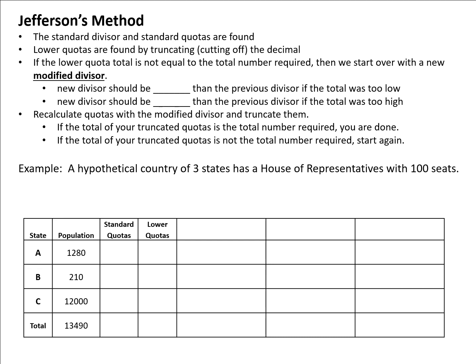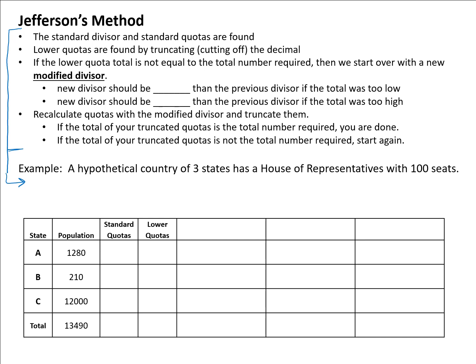Let's start with Jefferson's method. Jefferson's method was the first method used, and I've got directions here for how we would use it, but it's almost easier to see it in the course of an example instead of just reading through the directions for using the method. So let's use an example and we'll go through the directions for using the method as we do the example.